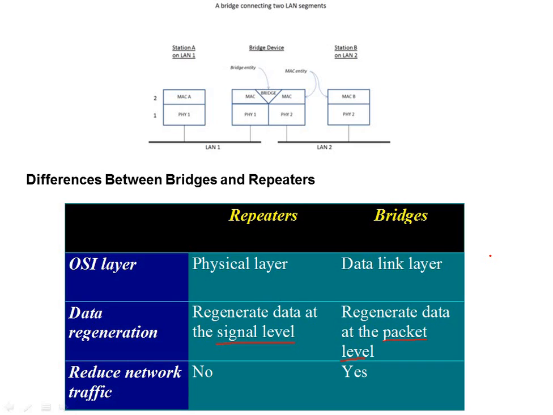And there are more identifications. On the basis of the MAC address, the bridge reads the source address and destination address. That also you can mention as one of the differences between the bridge and the repeaters. So we'll stop here.